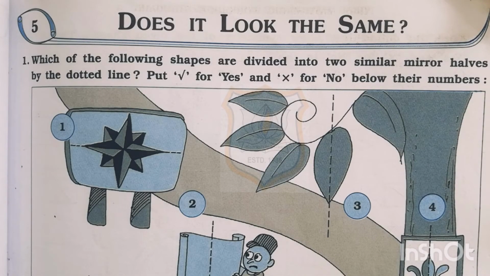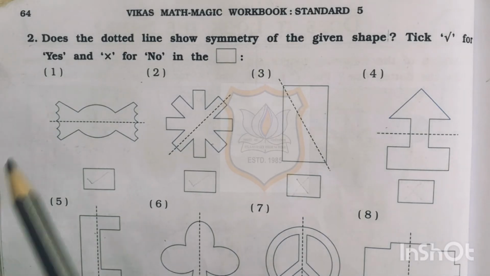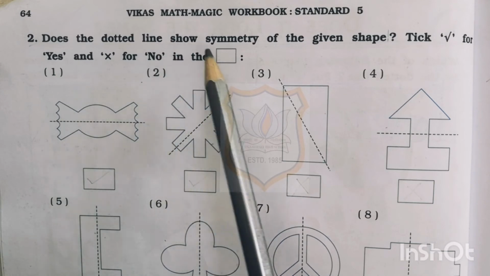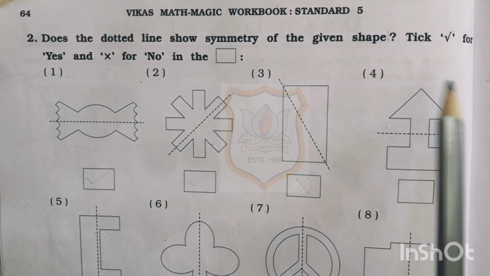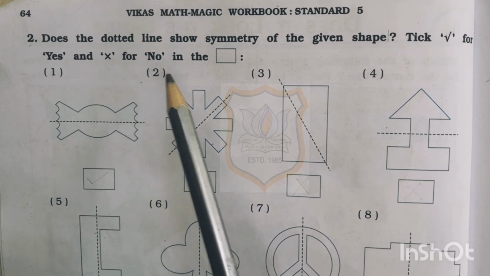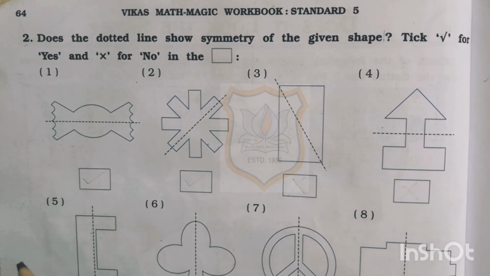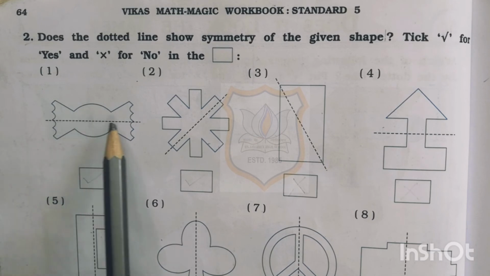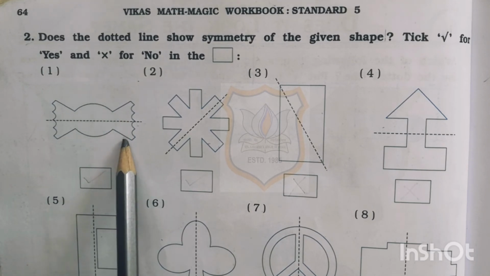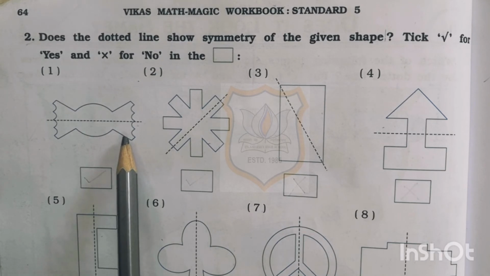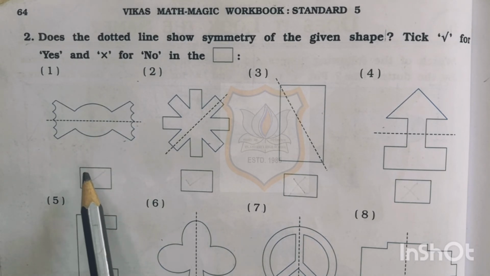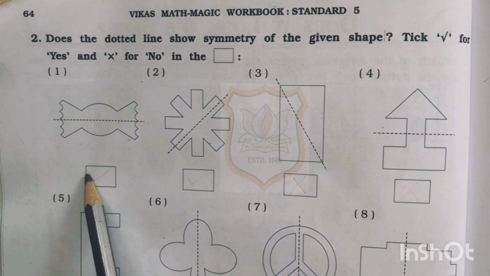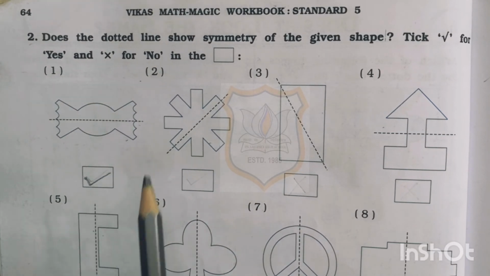Now we will start with our chapter. Does it look the same? Ignore question number 1. Question number 2. Does the dotted line show symmetry of the given shape? Tick right for yes and cross for no in the box. Students, here we have to state whether the dotted line shows symmetry of the given shape or not. Here, first one. Here you can see this is a dotted line. If we fold the figure here, then the shape will be the same. So here the dotted line shows the symmetry, so we will tick mark in this box.